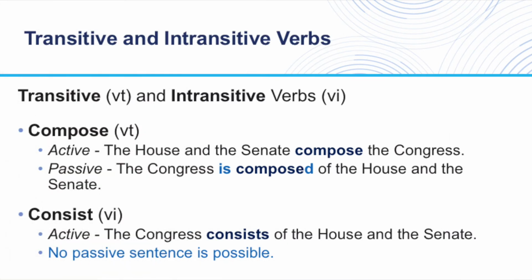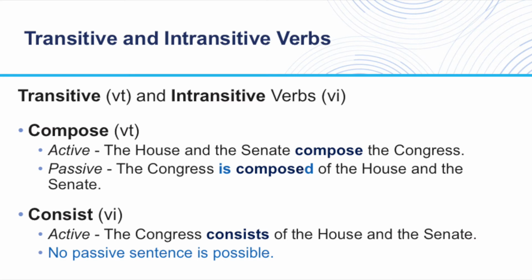Let's look at some examples for transitive and intransitive verbs. Compose is a transitive verb. Look at the first sentence. The House and Senate composed the Congress. The verb composed is followed by a noun, Congress. It is a transitive verb. It can be used in the passive. The Congress is composed of the House and the Senate. So here you have 2 ways to say the same thing with the verb compose.